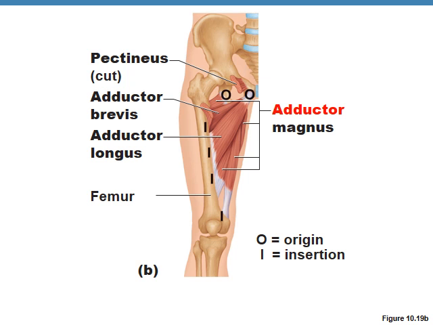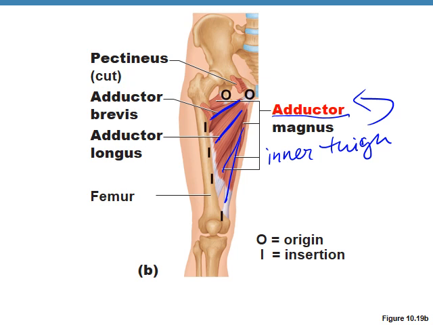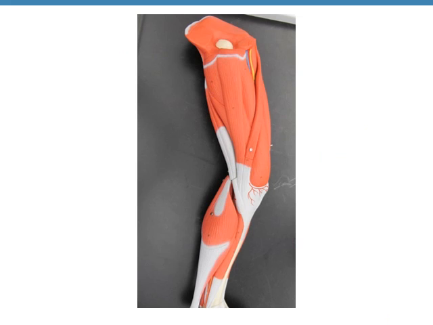Here's another figure from your book showing you all of the different adductor muscles. So this is the adductor brevis, the adductor longus, the adductor magnus. So all of these inner thigh muscles, we're just going to group them together and call them adductors. Just to be clear on the model, this would be an adductor and this would be an adductor.